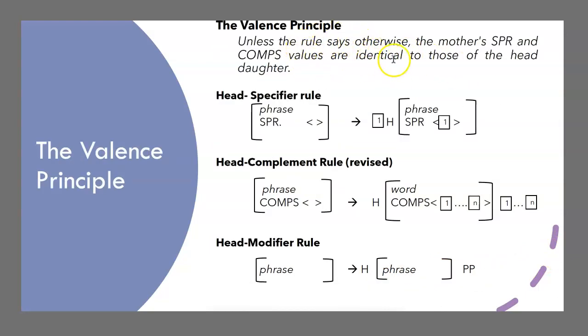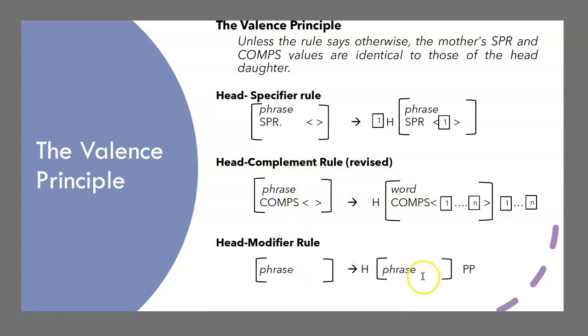So if you consider this principle, the valence principle, then the three rules will be simplified further now. How are we simplifying? Look at the left-hand side and the right-hand side. We find only the specifier value. We don't specify the comps value, because by the valence principle, the comps value of the head daughter and the comps value of the mother are the same, unless it is specified. Because we haven't specified, it is the same. So the comps value here will be whatever the comps value is here. Similarly, the specifier value is not given here because the valence principle takes care of that.